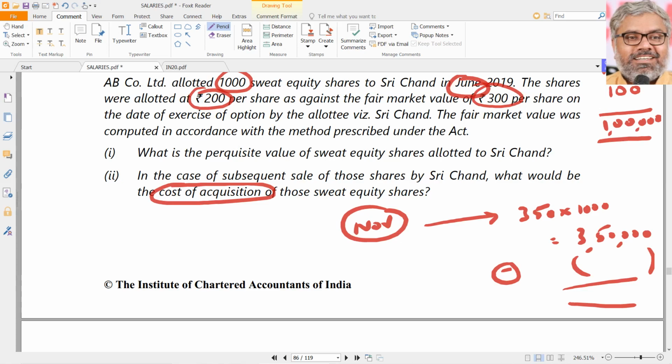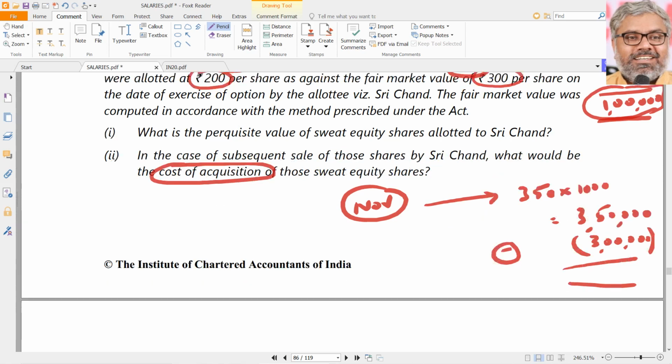2 lakhs would be unfair, right? Because already this 1 lakh is taxed under the head of salaries. How many times will we tax the same thing again and again? So what is the correct answer then? 3 lakhs should be treated as cost of acquisition, because the difference between this 3 lakhs and what he really paid, 2 lakhs, that 1 lakh has already been taxed in the hands of Sri Chand under the head of salaries. So what will be the capital gain in this case? If at all we calculate, that will be 50,000.